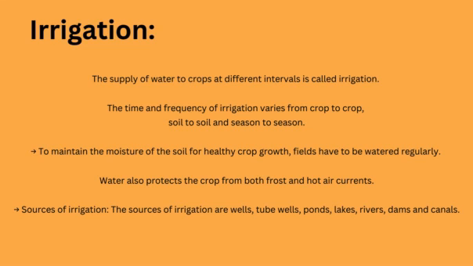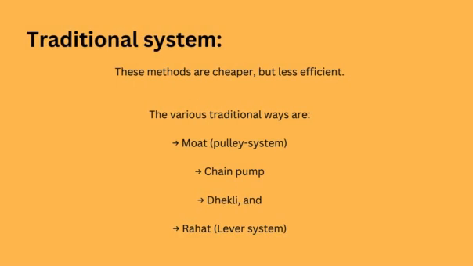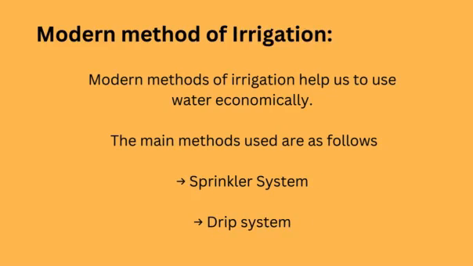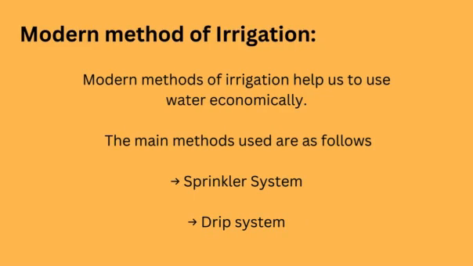Let us discuss the traditional system. These methods are cheaper but less efficient. The various traditional ways are moat, chain pump, etc. The modern methods of irrigation help us to use water economically. The main modern methods of irrigation are the sprinkler system and the drip system.